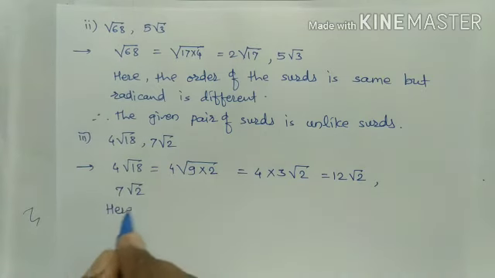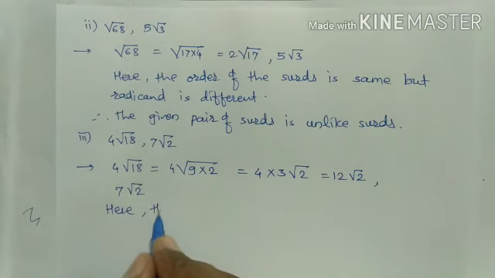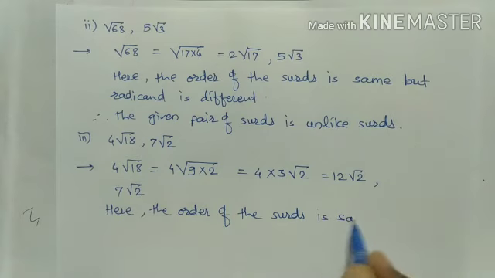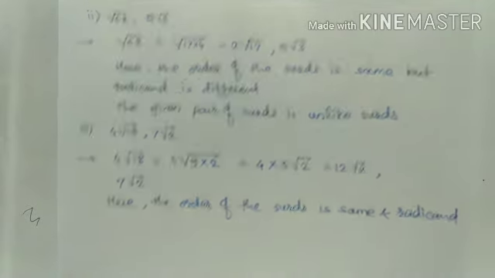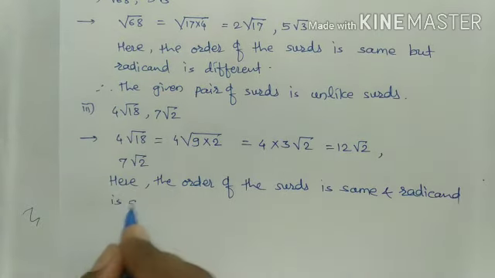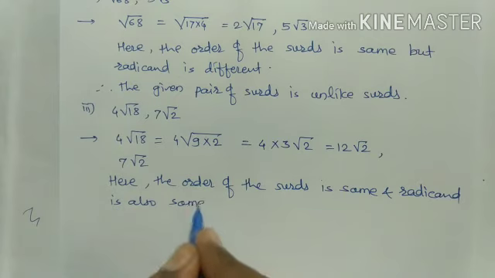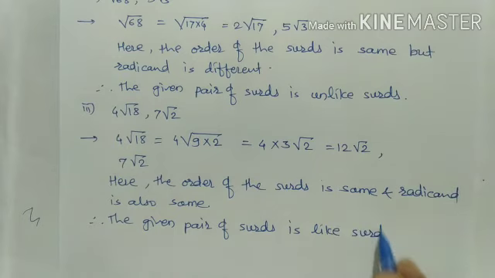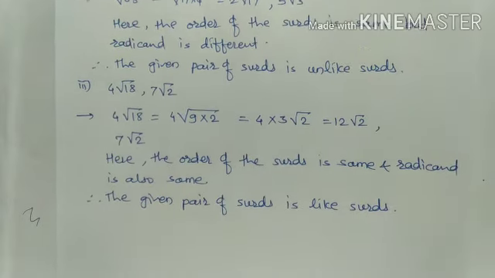Here the order of the surds is the same and the radicand is also the same. Therefore the given pair of surds is like surds. These are like surds.